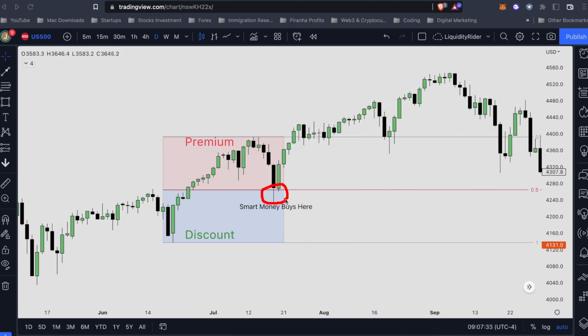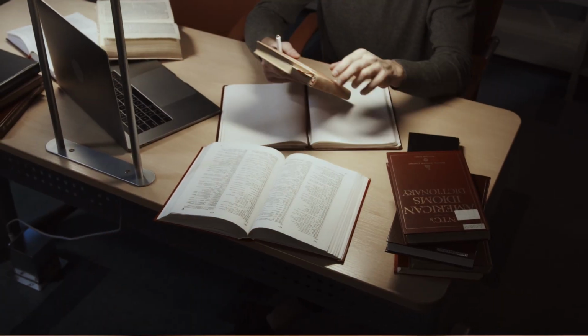Hopefully this can be very helpful before you start learning ICT concepts. These are some of the very fundamentals for technical analysis. These are the things that I wish I knew earlier before learning ICT.